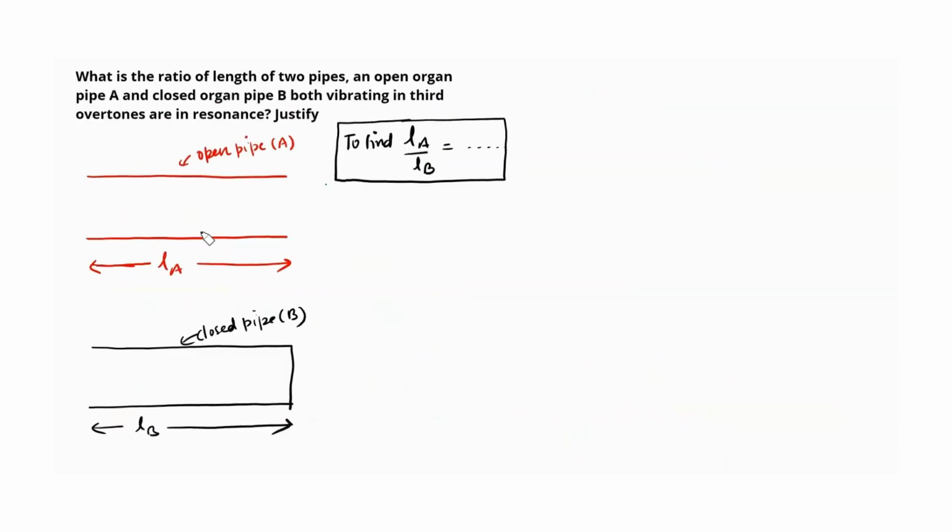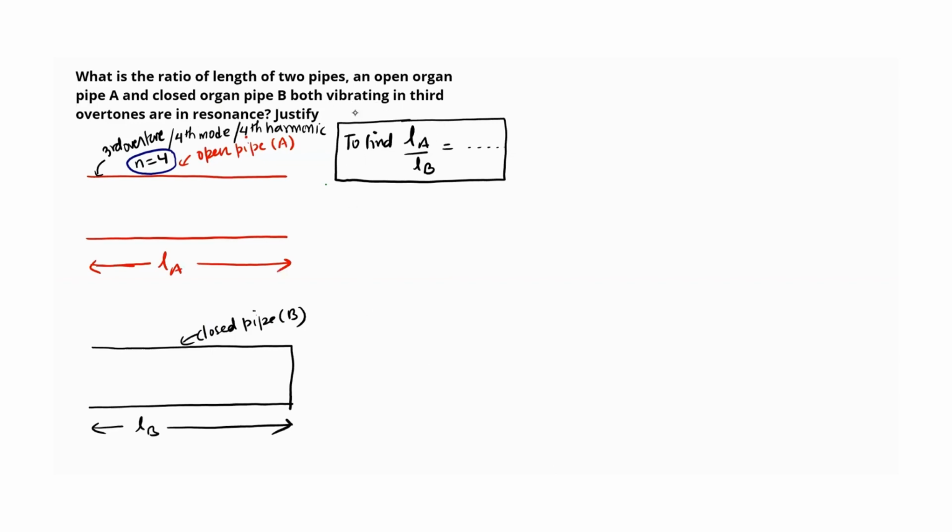So this is in third overtone, or this is in fourth mode, or this is in fourth harmonic. So for the fourth mode, we take n equals 4. So we have this. For the fourth mode, we have n equals 4.